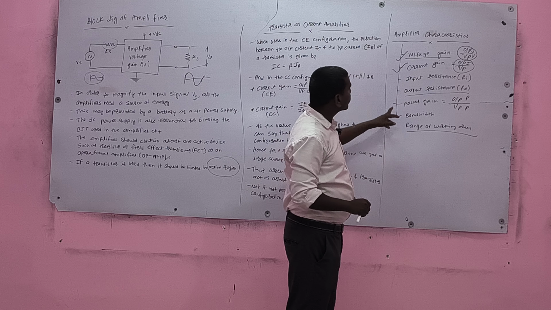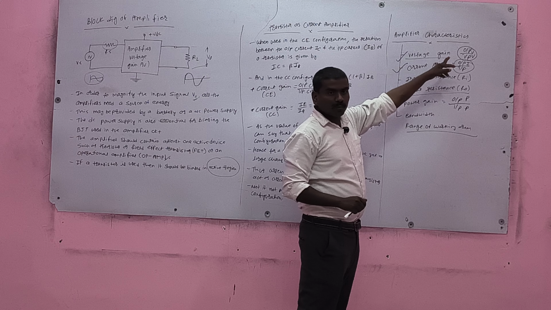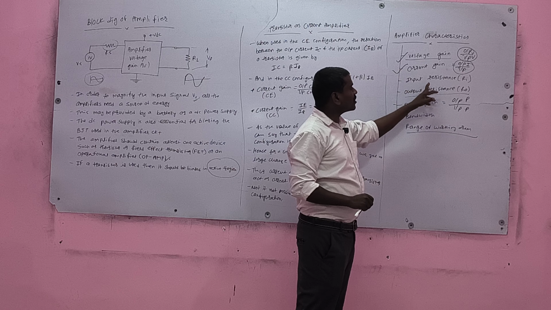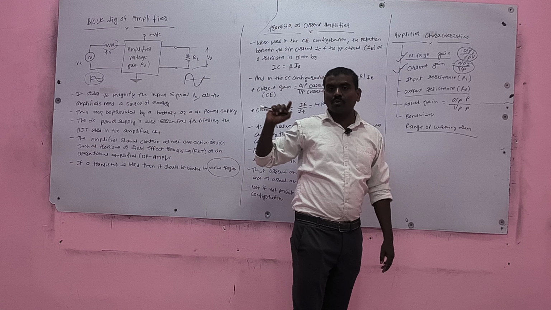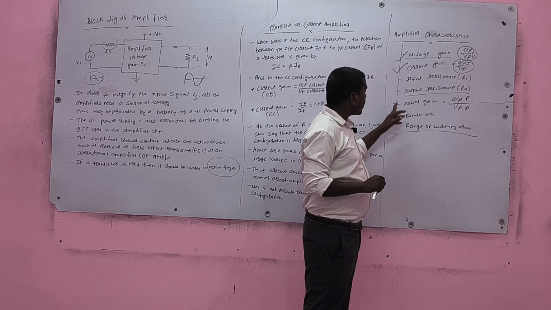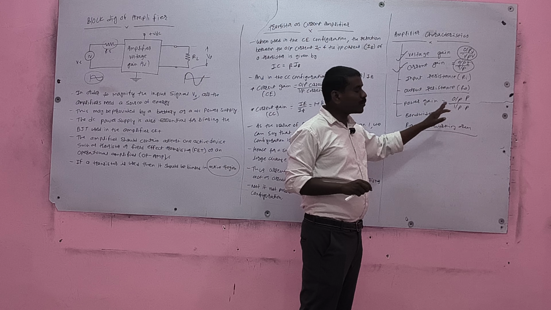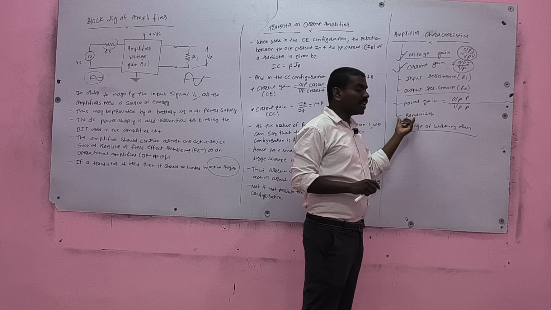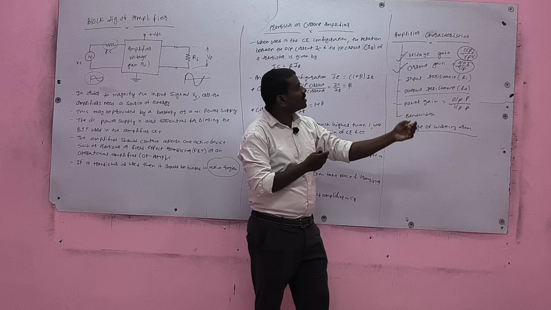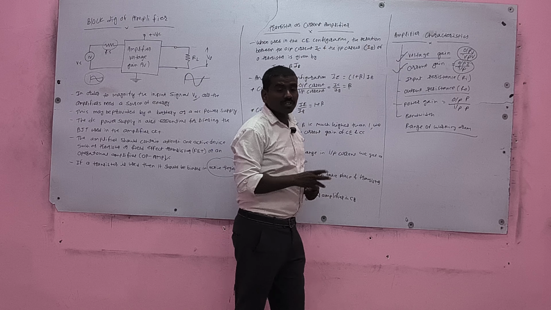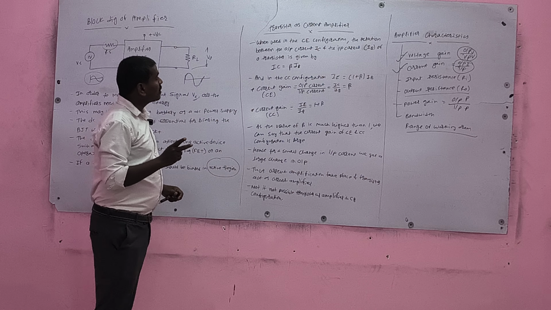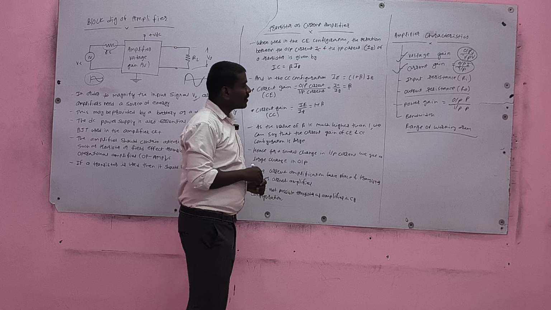See here once again, voltage gain is a ratio of output by input voltage. Current gain is a ratio of output by input current. Input resistance, that is resistance at source side. Output resistance, that is resistance at load side. Power gain is a ratio of output power by input power. Then bandwidth is a range of working area of that amplifier. So these are the amplifier characteristics. So there are two types of amplifier. Which are those? Current amplifier and voltage amplifier.